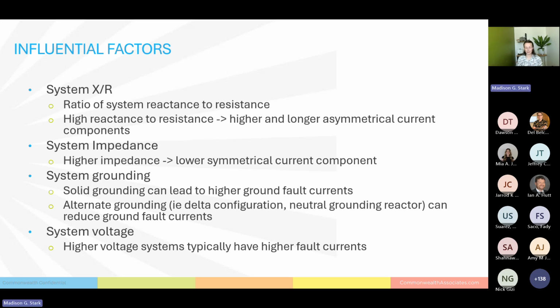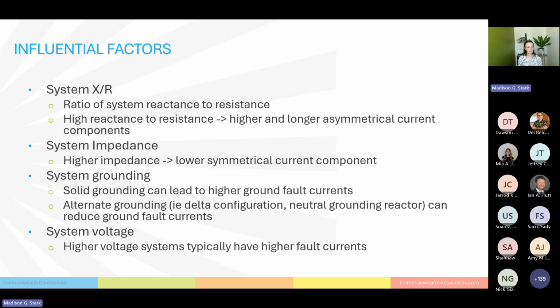Another key component that can impact, especially ground faults, is how you ground your system. A solidly grounded system is going to have higher ground fault currents. An alternate grounding system, like a delta configuration or a neutral grounding reactor or even a high impedance ground, can reduce ground fault currents. These can be used together in combination with other things. They can be used to reduce the fault current a lot or a little, depending on the system configuration. But a solidly grounded system is going to see higher ground fault currents than a non-solidly grounded system of equal other variables.